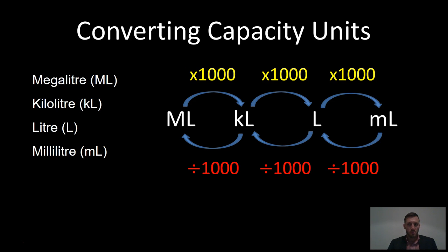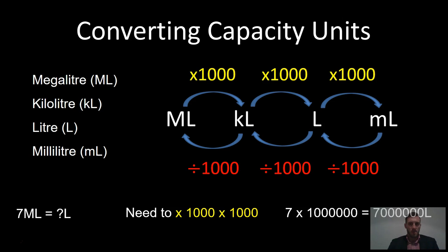Here we have a chart that helps us convert between capacity units. Let's look at a couple of examples. If we have 7 megaliters, how many liters is that? Using our chart, we can identify that we're going to have to times it by 1,000 and then times it by 1,000 to get from megaliters on the left to liters 2 from the left. So we times it by 1,000, which is 1 million, and we get 7 megaliters is equal to 7 million liters.